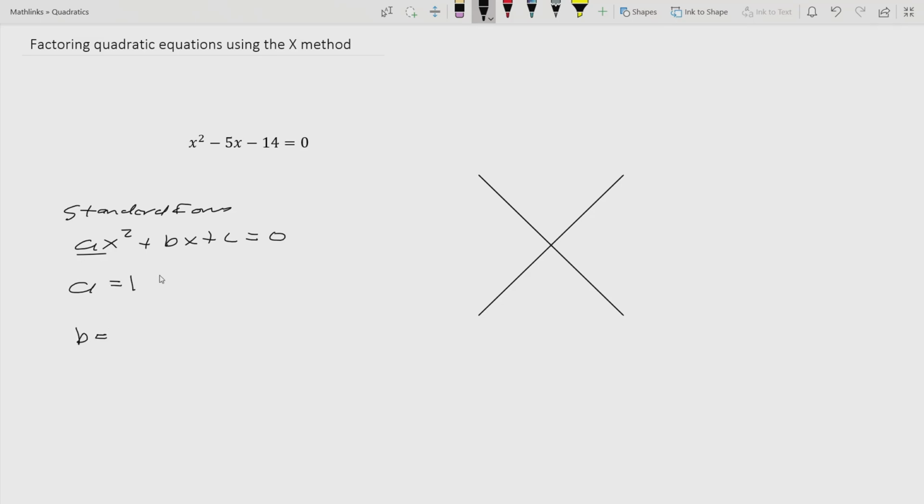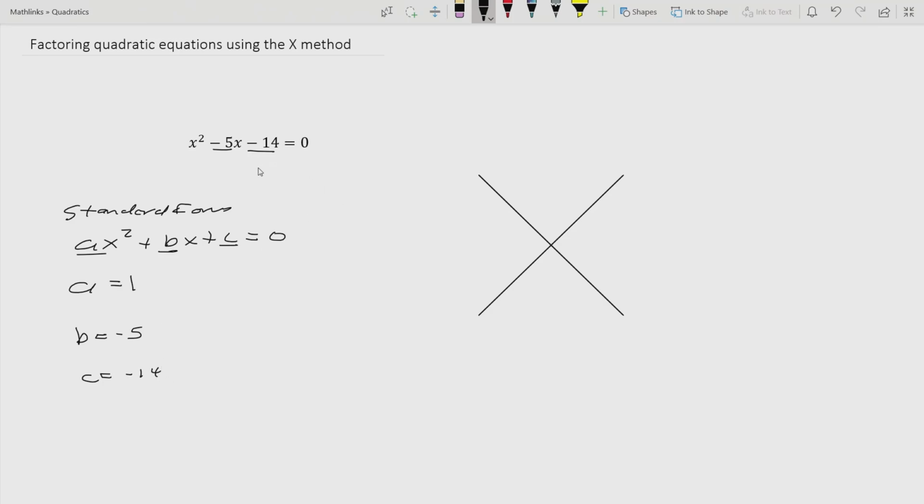Our b, we want to look for the x. Negative 5 is our b, so we're going to write negative 5 for b. And then c stands for constant. We're going to look for the constant number. So in this case, it's negative 14.